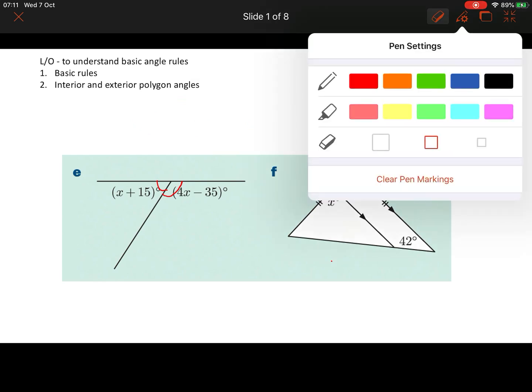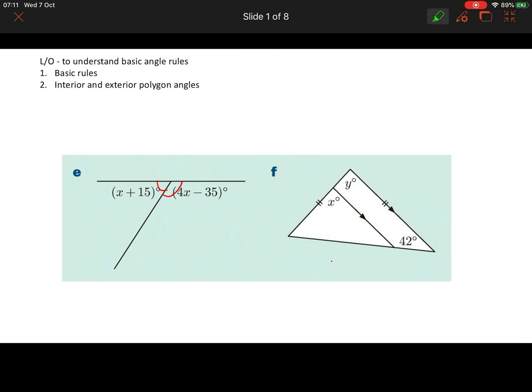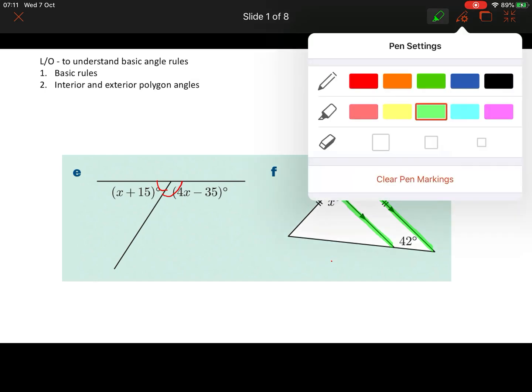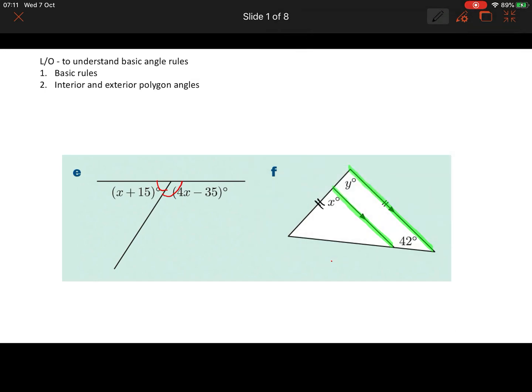Okay, some things to note with F. First things first, this line and this line are parallel to each other. The arrows are telling me that that is the case. And this line and this line are the same distance. The dashed lines are telling me that that is the case. They are the same length. So we actually know this is an isosceles triangle. Okay, which means that this angle is also 42 degrees since it's isosceles.